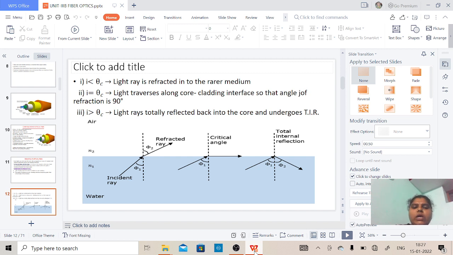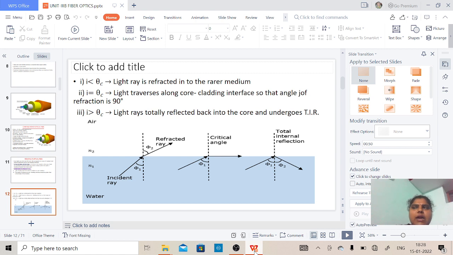And i equal to theta c: light traverses along the core-cladding interface, so the angle of refraction is 90 degrees. Whenever the angle of incidence is equal to the critical angle, the refracted ray traverses along the core-cladding interface like that. So the angle of refraction is 90 degrees, and there is no condition of total internal reflection.